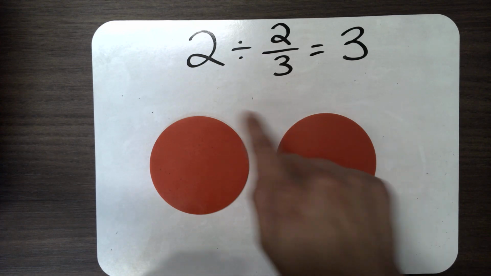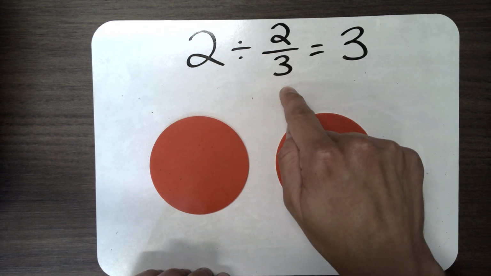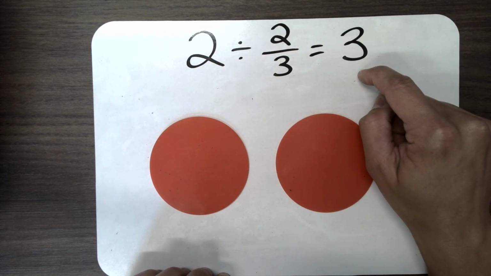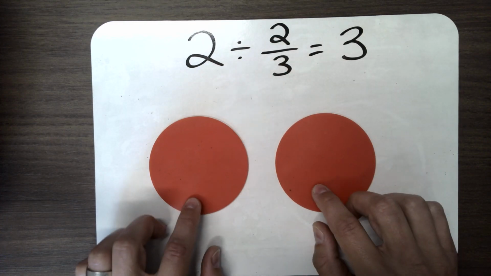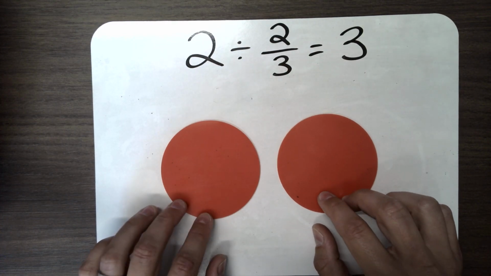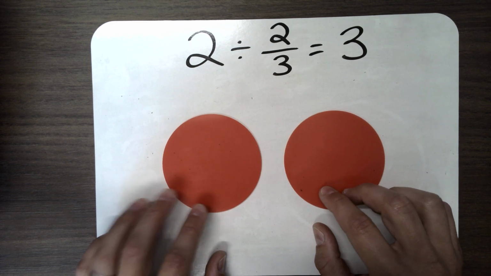So for this example, we have 2 divided by 2/3, and we're going to show why this is equal to 3. Again, for division, 2 is the starting amount. Our dividend is our starting amount. So you have a quantity of 2, so 2 wholes here.